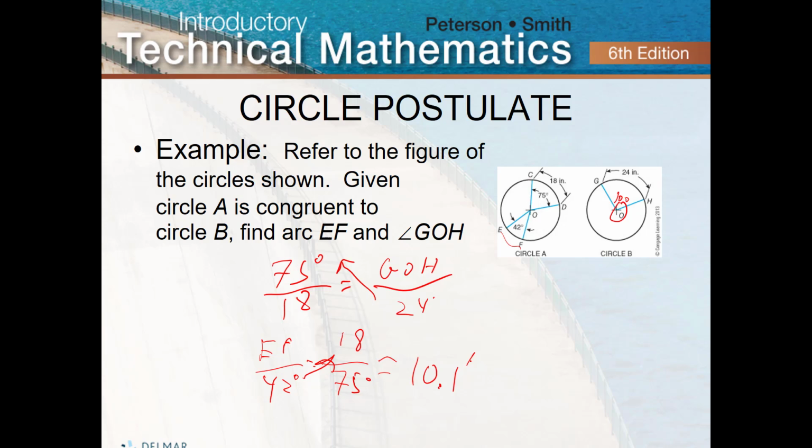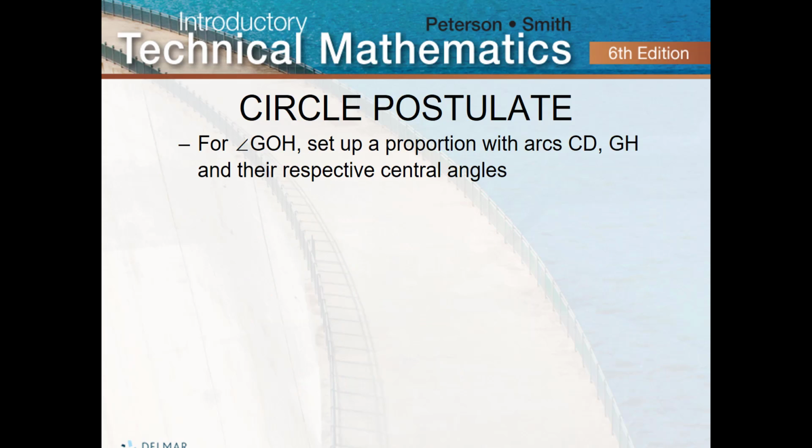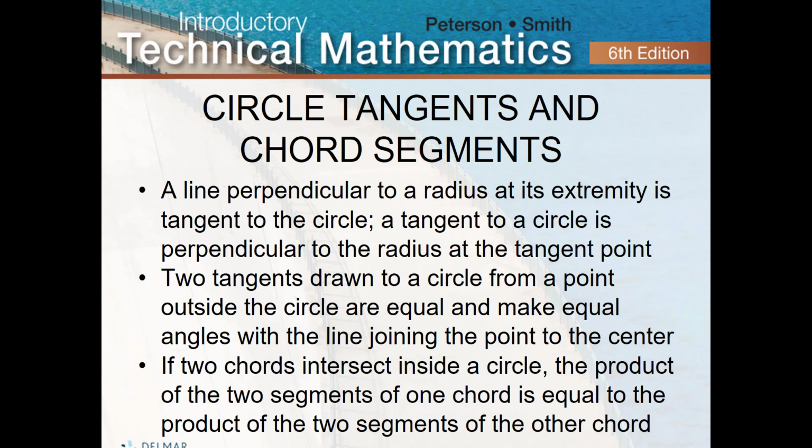So you set up your portion and go. So let's see. CD. All right, talk about that. Yep, set it up. 10.08, I got 10.1 because I rounded. And GOH, 100 degrees. Same approach, same way. So just make sure you're setting up your proportions properly in order to do that properly.